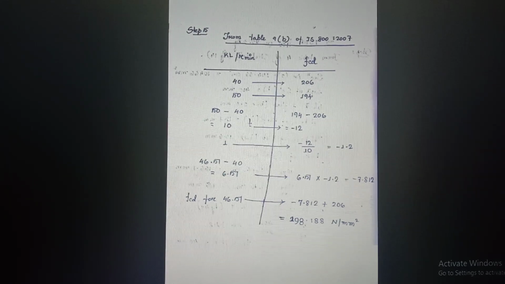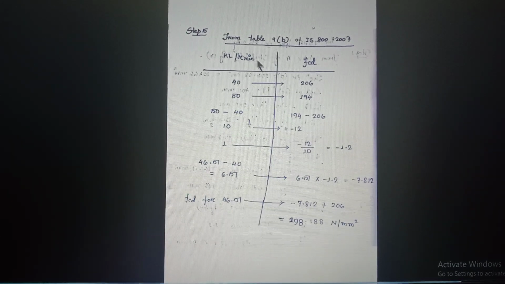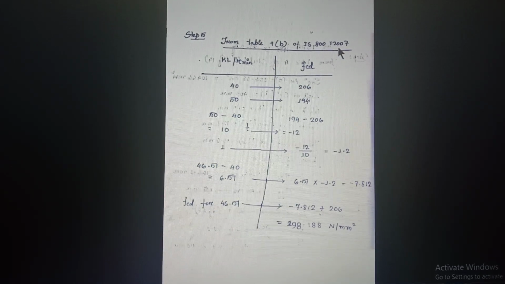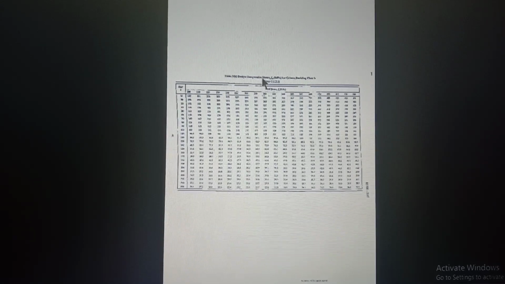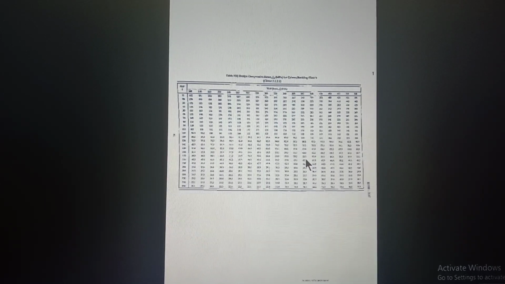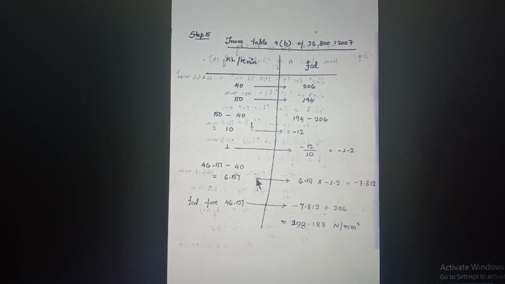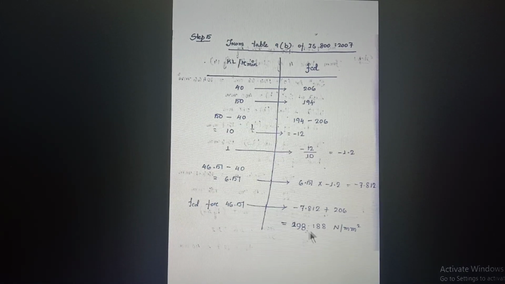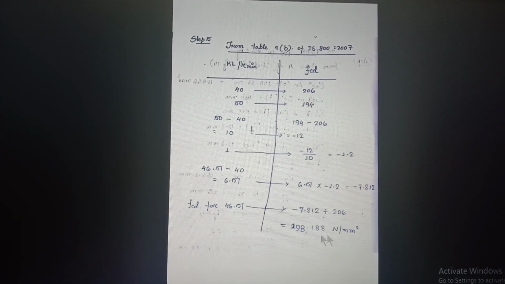Now our buckling class was B, so we'll refer to table 9B of the IS code. Now see, I'll show you table 9B. This side is the KL by R minimum and this side is our FY, and then in the middle part we have the FCD. So we have to do the interpolation. Since our slenderness ratio is 46.51, it will lie between 40 and 50. So in that way we'll do the interpolation. I'll show you, these are the steps. So after doing the interpolation, we get FCD as 198.188 Newton per mm square.